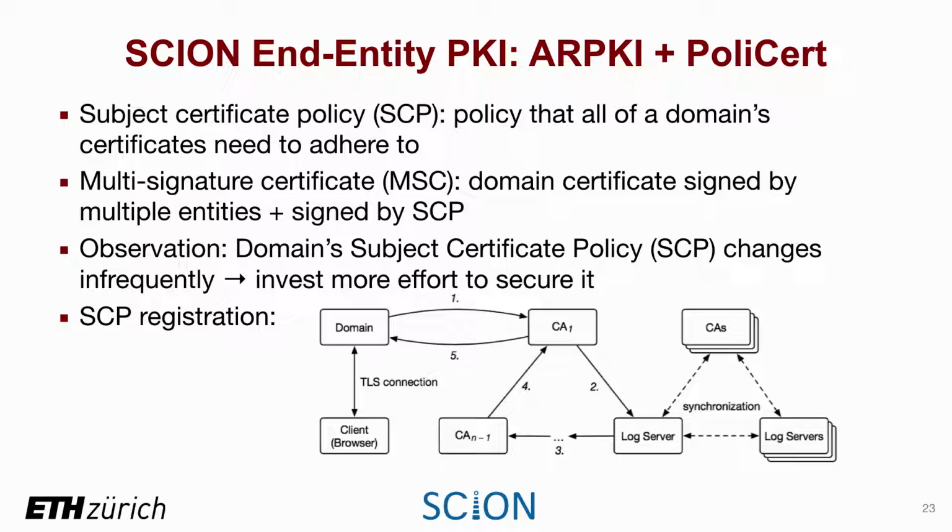So the basic observation that we followed in this end-entity PKI is that the domain subject certificate policy would change very infrequently. So we put in a lot of effort to secure it, and with quite expensive operations. But then the multi-signature certificate, or the MSC, which is created much more frequently, relies on the security of the SCP, but can be much more efficiently updated and replaced.